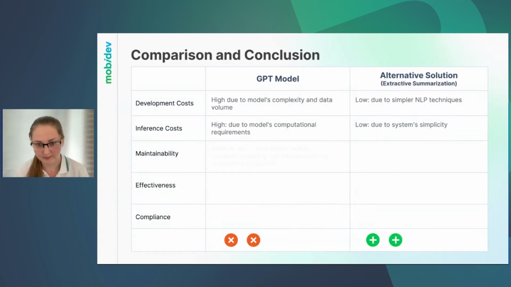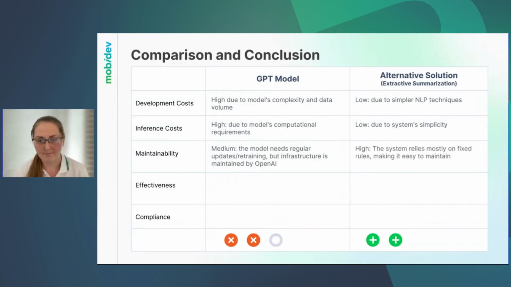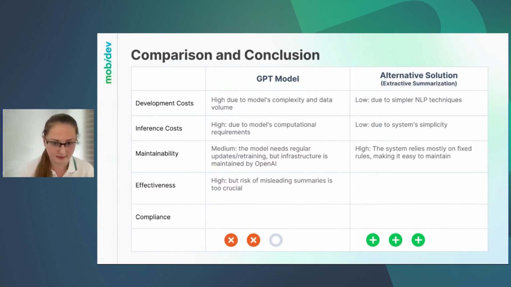Then maintainability. Once again, the same thing. Infrastructure is maintained by OpenAI. In this case, we might not need to change a lot. So that's why it's neutral here. At the same time, the alternative solution is quite easy to maintain. And effectiveness is here related to compliance because effectiveness is high in general, but the risk of creating a misleading summary is so crucial. So here, this would be something you would be worried about all the time.